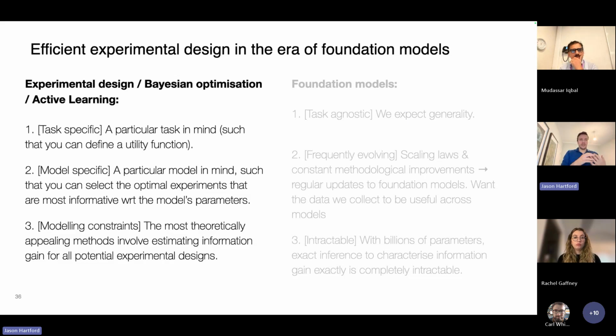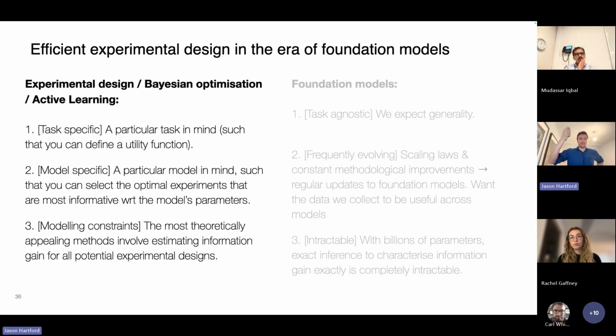So if we want to think smartly about how to design experiments, this just takes us into the realm of efficient experimental design. But we're now in this new era where we're collecting this kind of unstructured, messy data and using these big, ugly foundation models. And so it's worth contrasting the way we approach these two problems. In traditional experimental design, or active learning, or Bayesian optimization, it tends to be task specific. Your starting point is some specific task that you have in mind, either implicitly or explicitly, because you need to define a utility function, right? And that's the starting point of any of these methods.